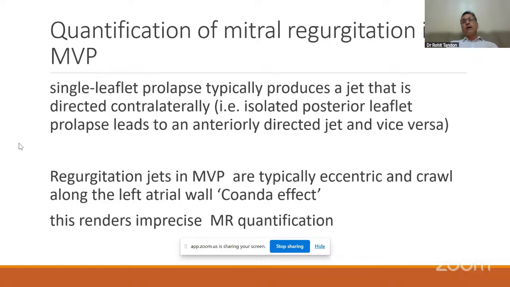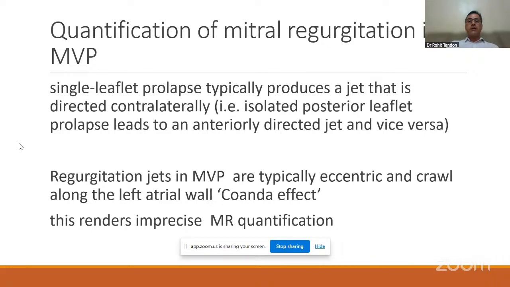Then quantification of mitral regurgitation in MVP. Single leaflet prolapse in mitral valve prolapse patients produces a jet which is directed contralaterally to the prolapsing segment. For example, an isolated posterior leaflet prolapse will lead to an anteriorly directed jet and vice versa. An anterior leaflet will cause a posteriorly directed jet. This usually causes an eccentric jet crawling along the left atrial wall, known as the Coanda effect.